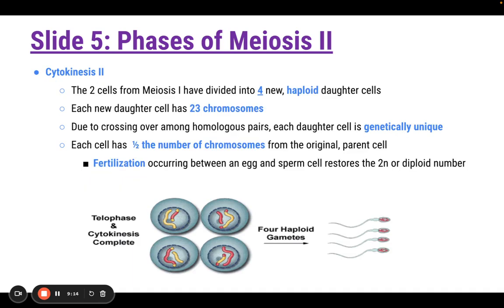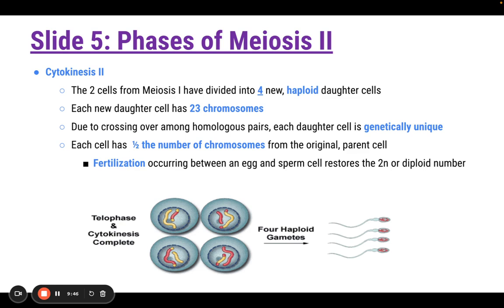In cytokinesis 2, the 2 cells from meiosis 1 have now divided, resulting in 4 new haploid daughter cells. This is the end goal of meiosis. Each new daughter cell has 23 chromosomes, so these are haploid cells with half the number of chromosomes as a body or somatic cell. Due to crossing over among these homologous pairs and pulling apart during anaphase 1 and anaphase 2, we've got a different shuffling of chromosomes in each cell.